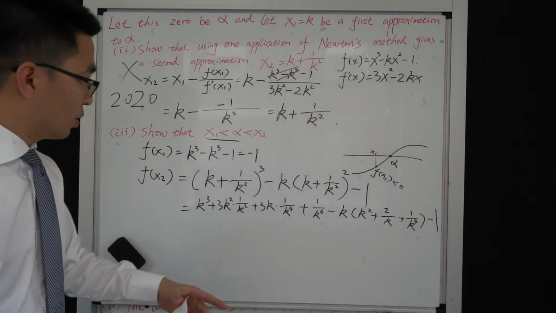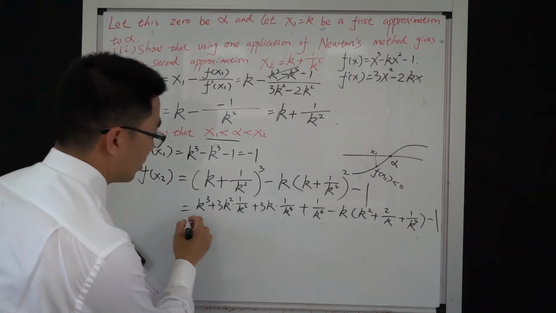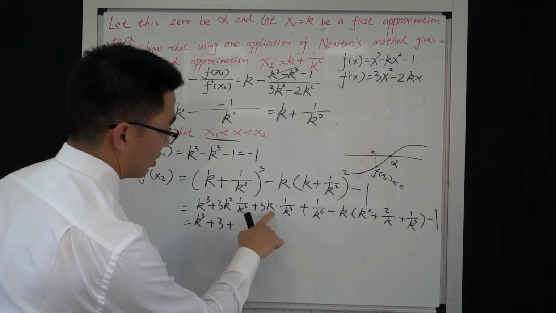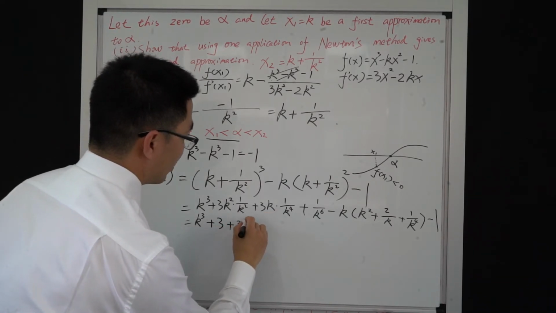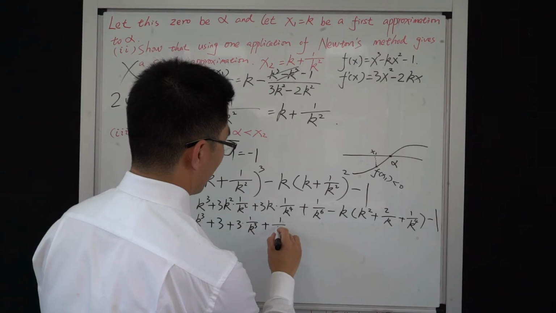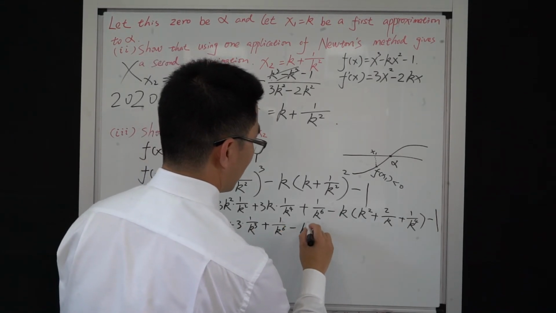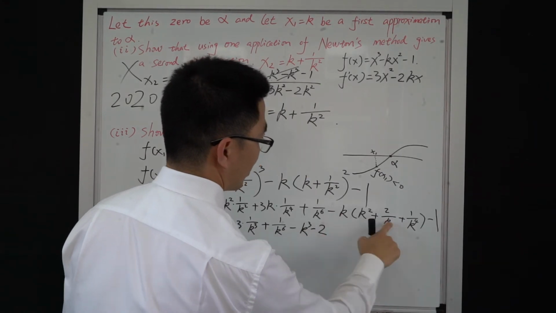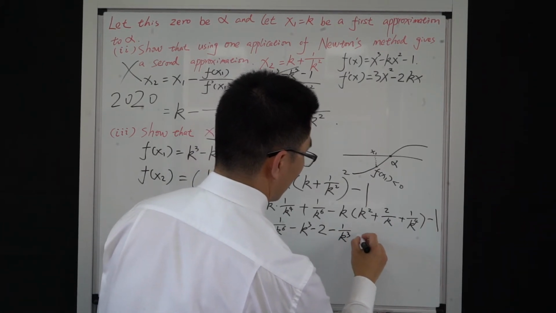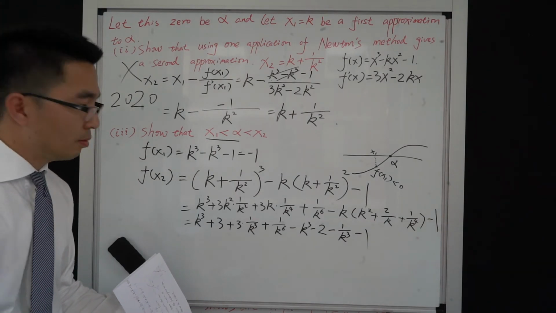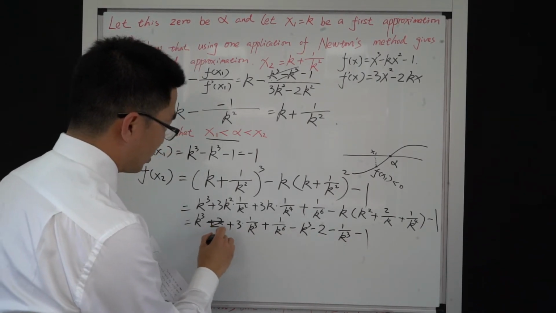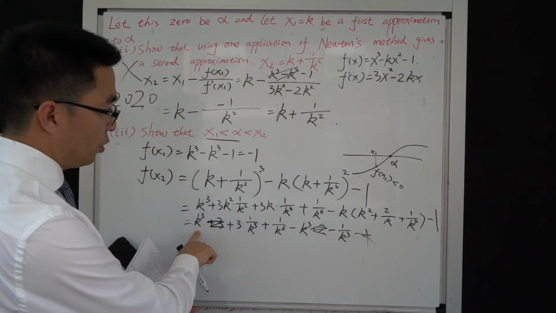Then do your calculation. With k cubed plus 3 times 1 over k cubed plus 1 over k to the power of 6, and then minus k cubed minus 2 over k cubed, then minus 1 over k to the power of 6, and then minus 1. Good? Yes, and positive 3, negative 2, negative 2, they all cross out. K cubed minus k cubed.